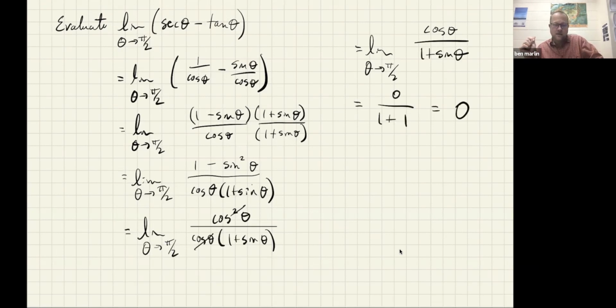Okay. So the approach that we had, infinity minus infinity, turned out to get us 0 on this. But if I had had a 2 on one of those, 2 secant theta or 2 tangent theta, it still would have been infinity over infinity, and we wouldn't have gotten that nice cancellation. So anyway, I'm going to stop the share right there.